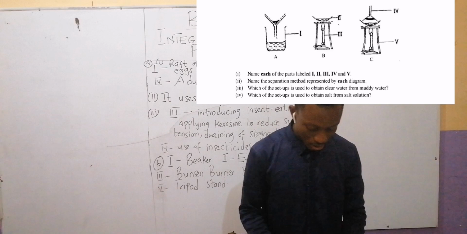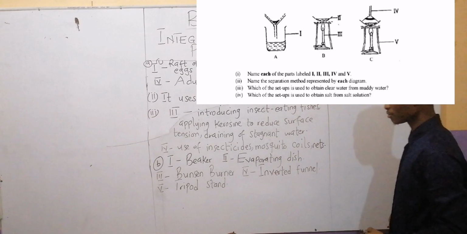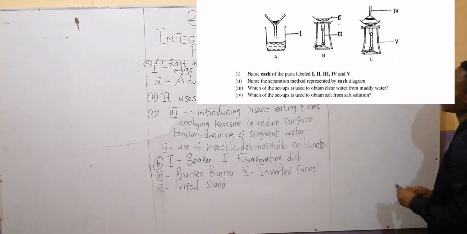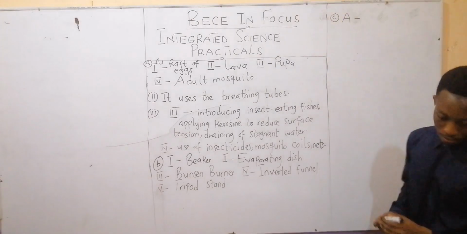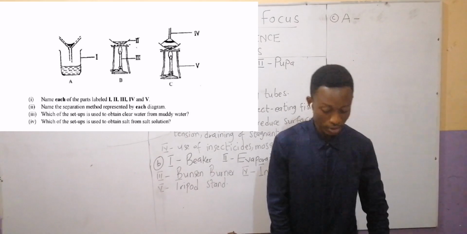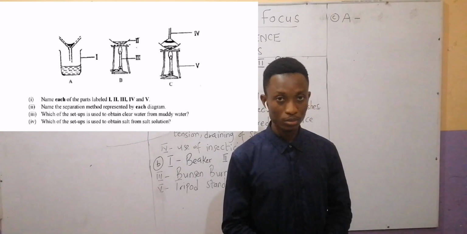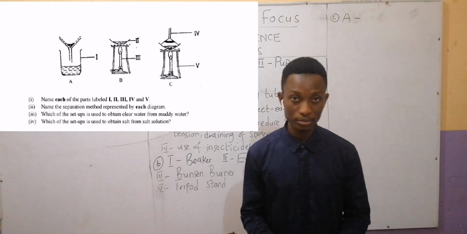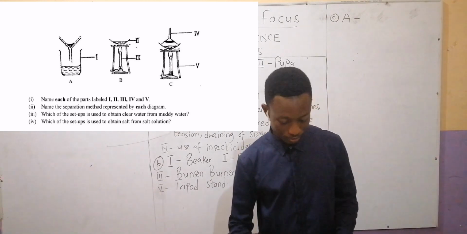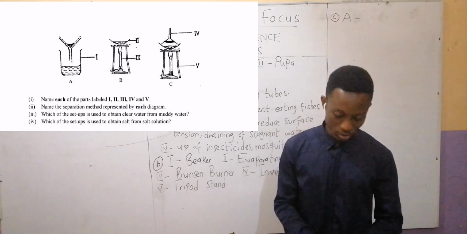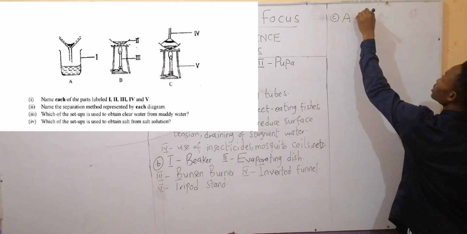Now the next question says, name the separation method represented by each. So what method of separating mixtures is illustrated there? Now A. What is A? A is a method of separating a mixture that involves insoluble solids and liquid. You want to separate the insoluble solid from the liquid. So A is a mixture of muddy water, and that is filtration.